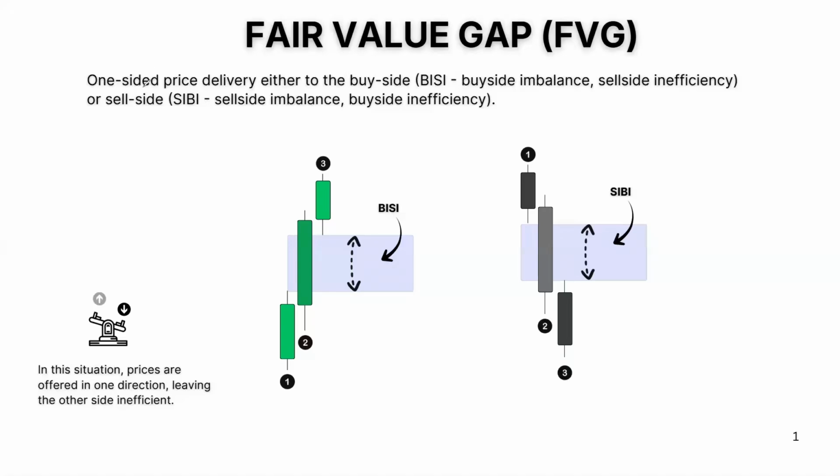A fair value gap is one-sided price delivery to either the buy side or the sell side. The fair value gap has to do with three candles. It's the gap between the first candle and the third candle. So this gap here is what we call the fair value gap. So for a bullish move, it's called a BC, buy side imbalance, sell side inefficiency. And then for a bearish market, it's called what? A CB. That's sell side imbalance, buy side inefficiency.